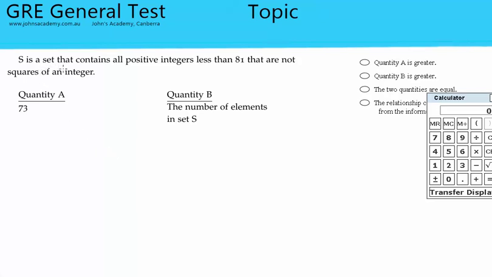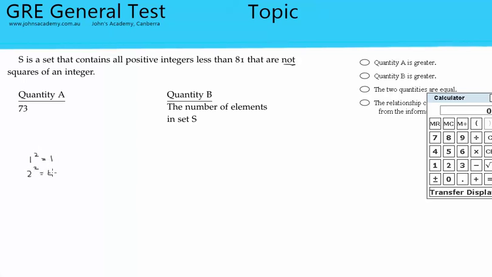Okay, S is a set that contains all positive integers less than 81 that are not squares of an integer. So what are squares of an integer? So squares of an integer are, so 1 squared is 1, right? So 1 is an integer, and integer squared is 1.